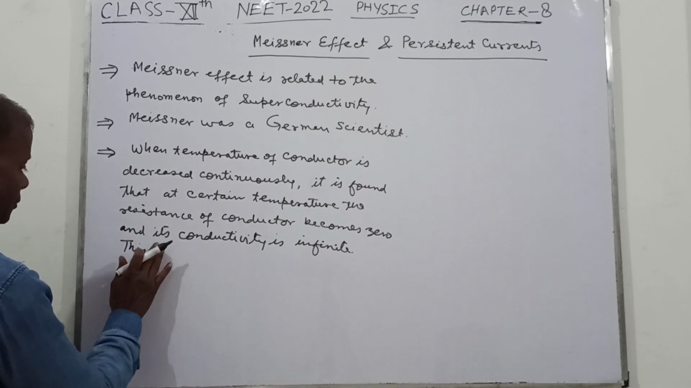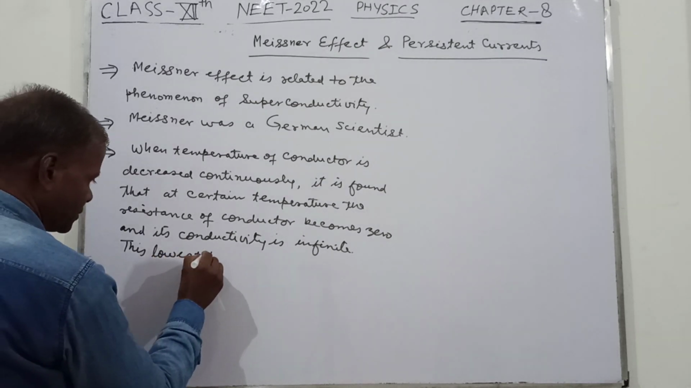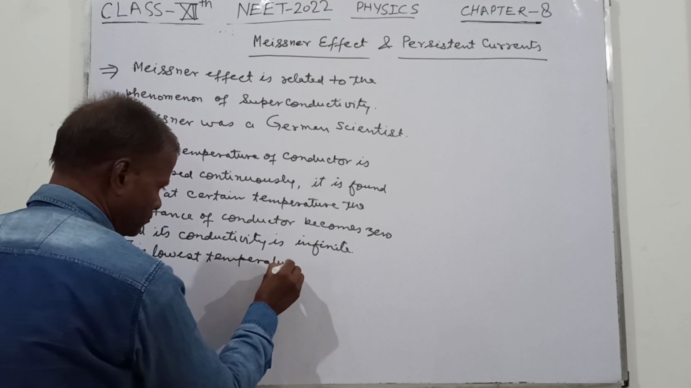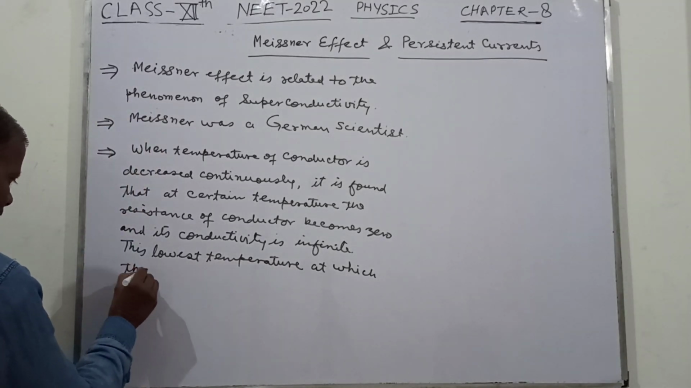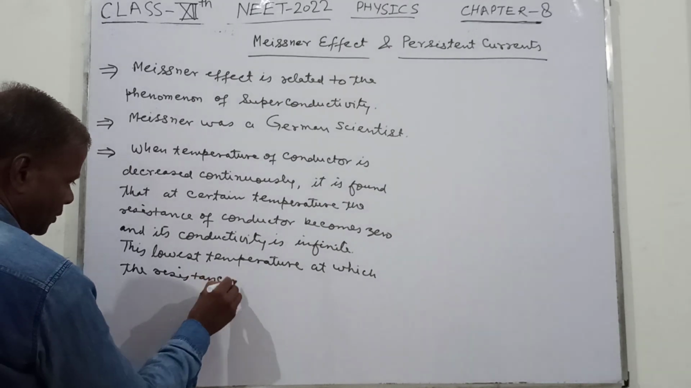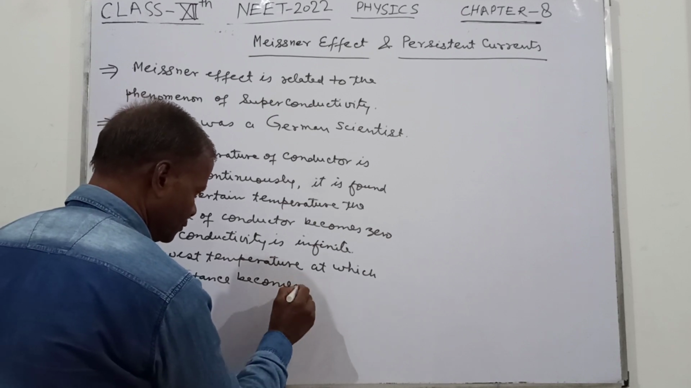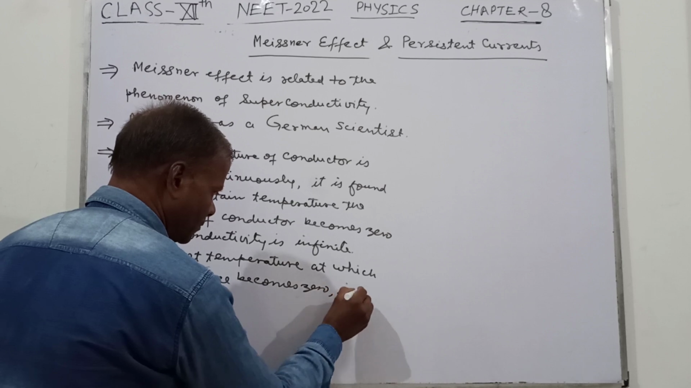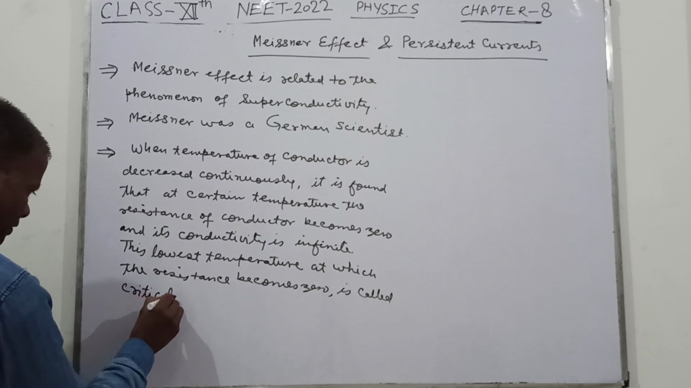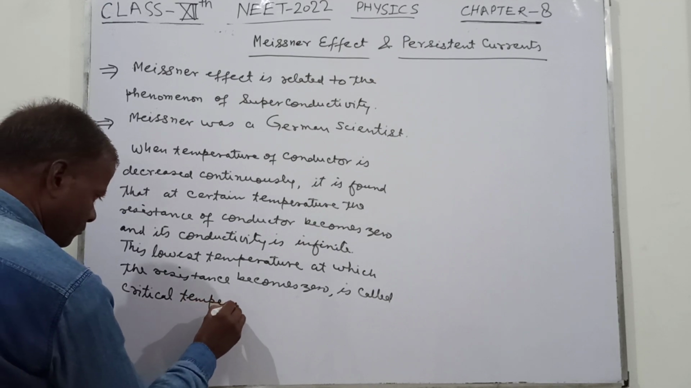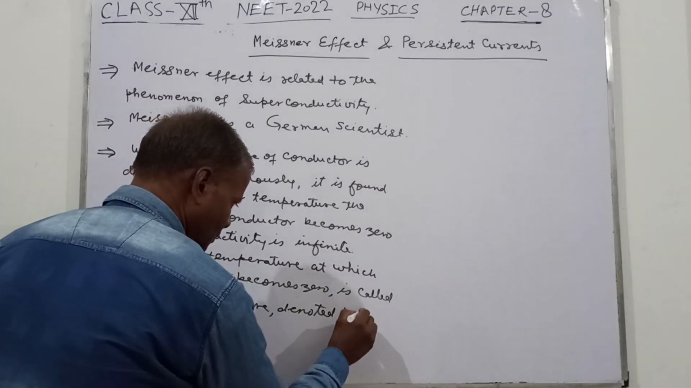This lowest temperature at which the resistance becomes zero is called the critical temperature, denoted by Tc.